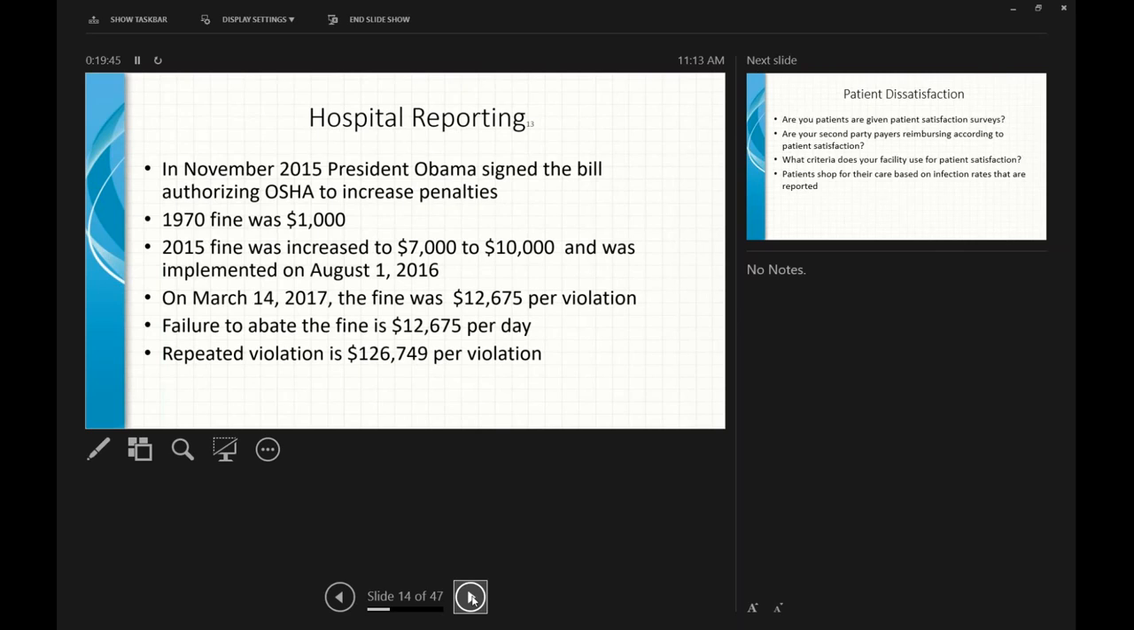This is just in our recent history here. In 2015, President Obama signed the bill authorizing OSHA to increase penalties. In 1970, the fine was $1,000. In 2015, it was increased from $7,000 to $10,000. This was implemented not quite 2 years ago. And the fines keep going up. And failure to abate is $12,675 per day. This is a big hit for hospitals.